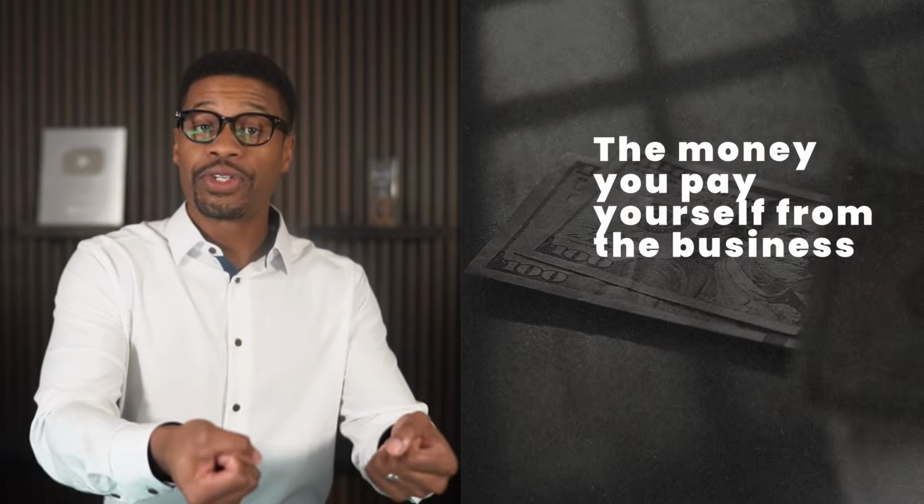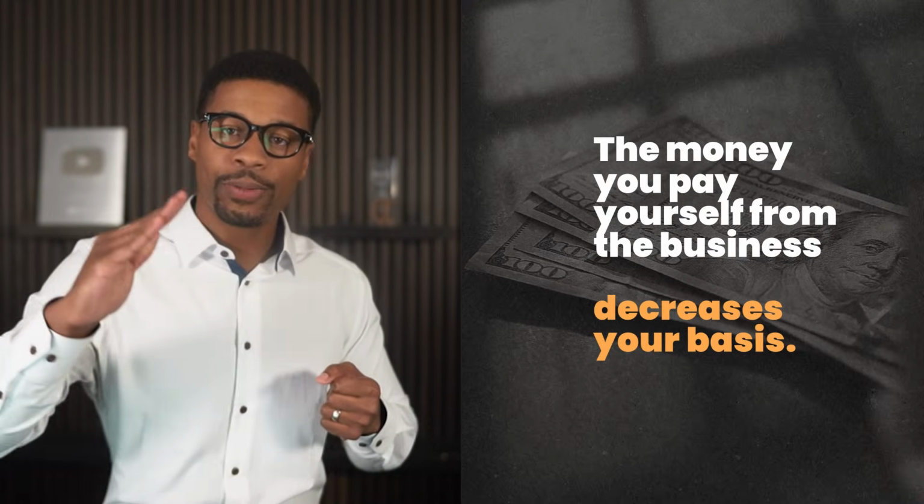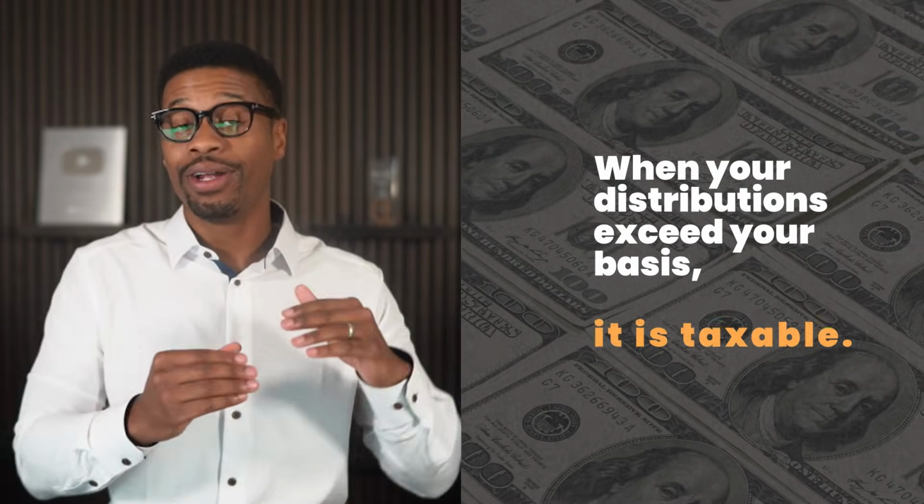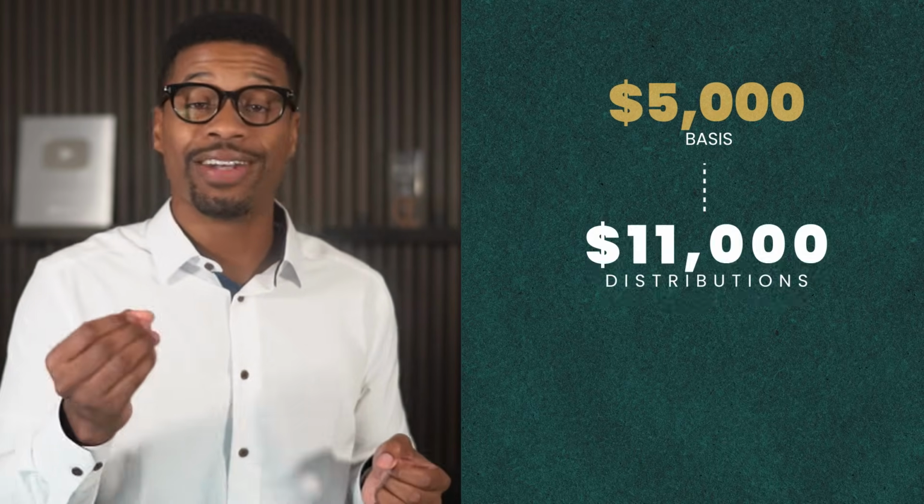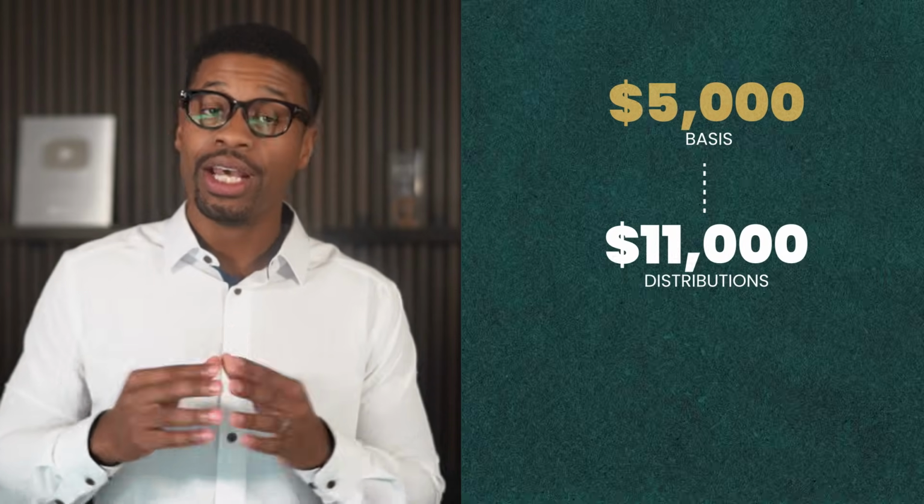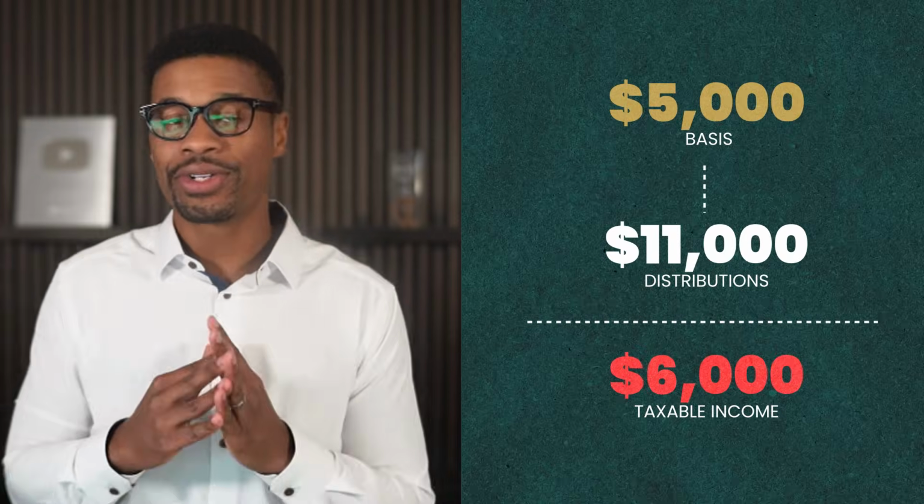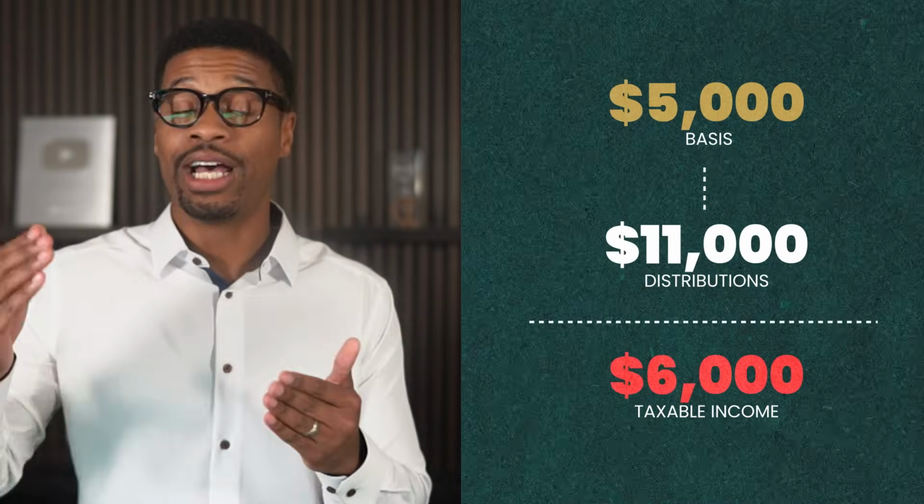And the money you pay yourself from the business decreases your basis, and when your distributions exceed that number, it is now taxable. So for example, if you have a basis of $5,000 and pay yourself $11,000 in distributions, you would pay additional taxes on that excess $6,000 that you paid yourself beyond your basis.